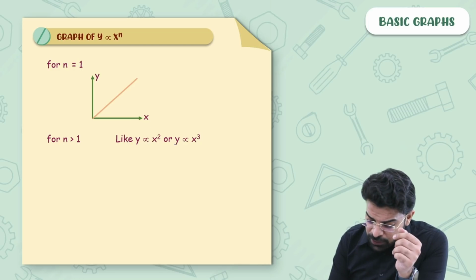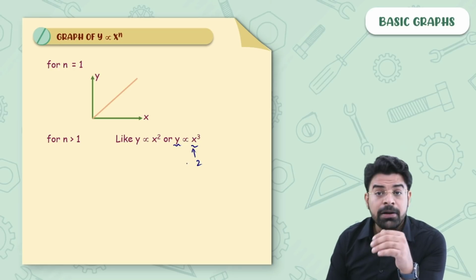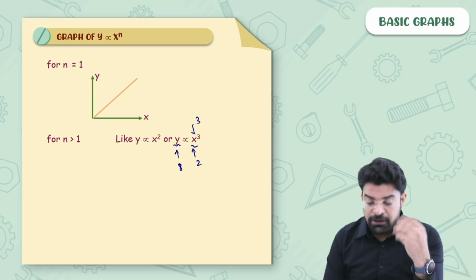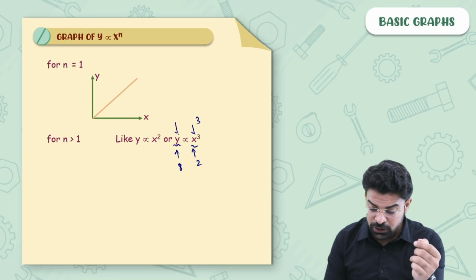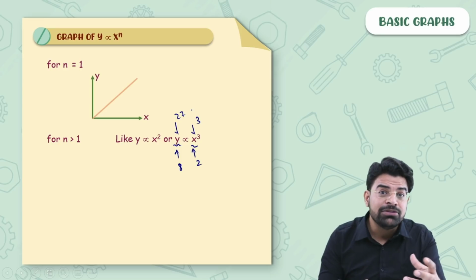Similarly, if you have y proportional to x cube, when x becomes double, y becomes 2 cube times, that is 8 times. When x becomes triple, y becomes 3 cube times, that is 27 times. When x becomes 10 times, y becomes 10 cube times, that is 1000 times.